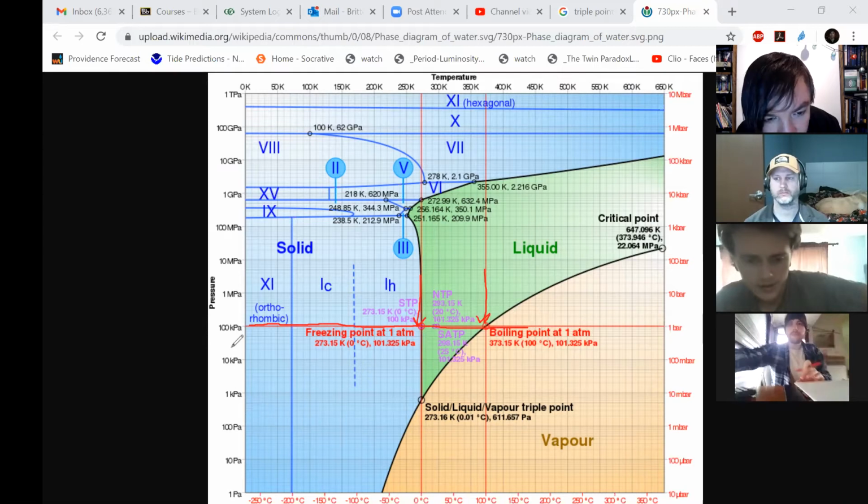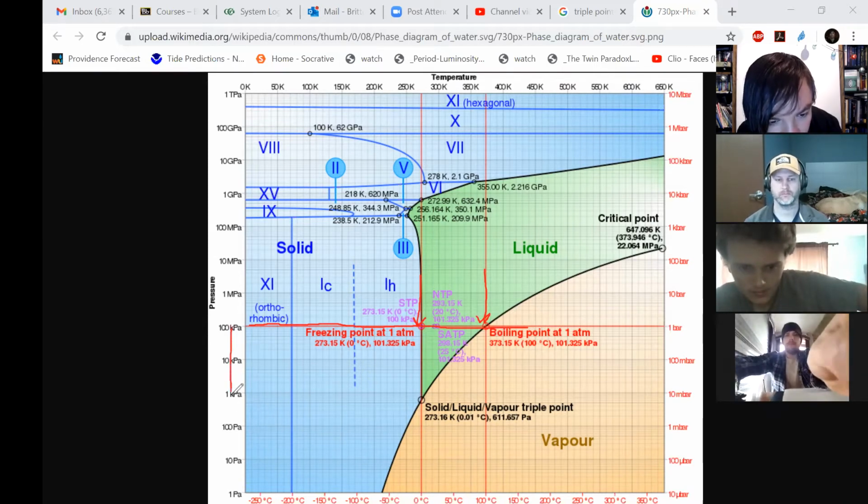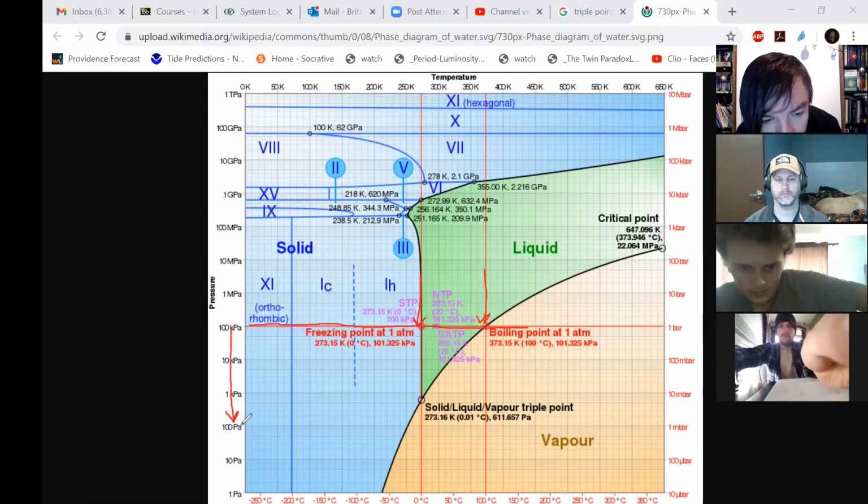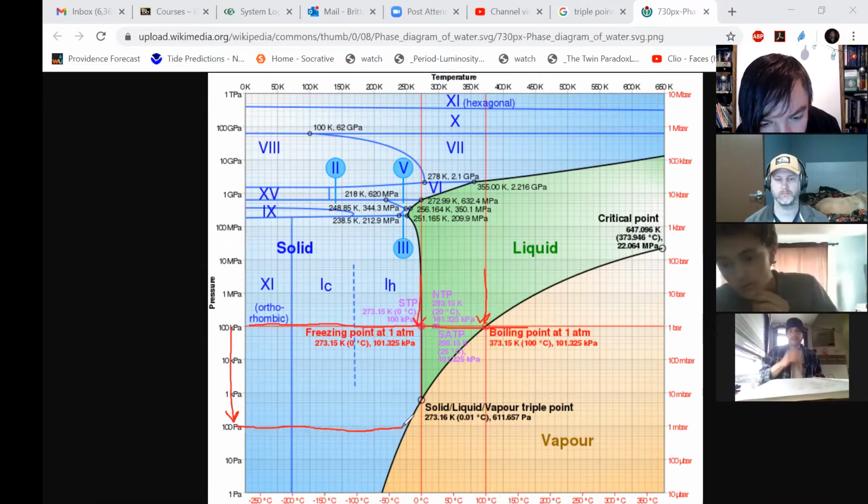On Mars, the pressure is like 100th or less of the pressure of Earth's. There's so little gas there that water can actually boil somewhere near negative 50 degrees Celsius.